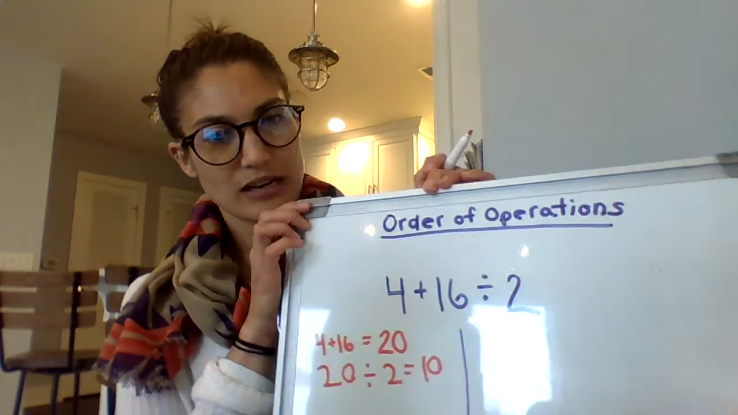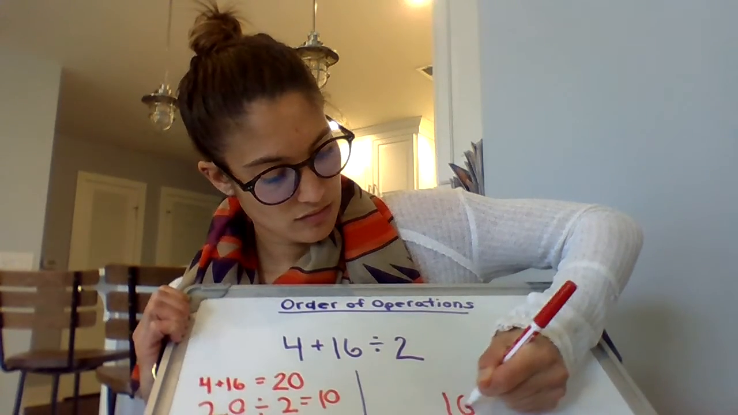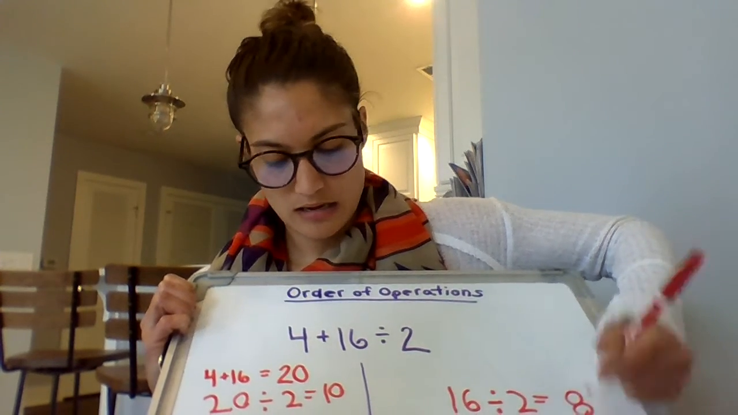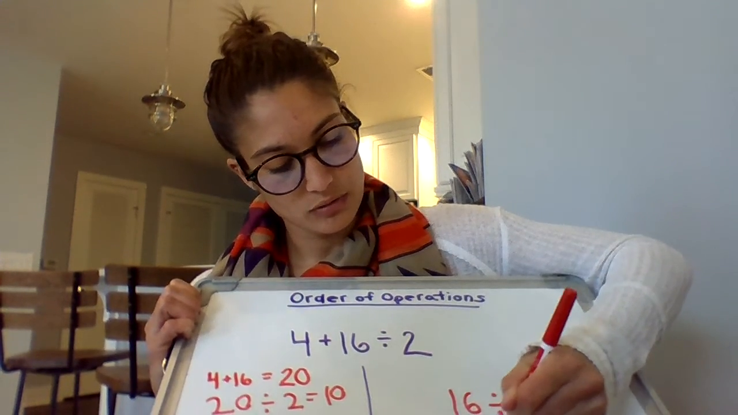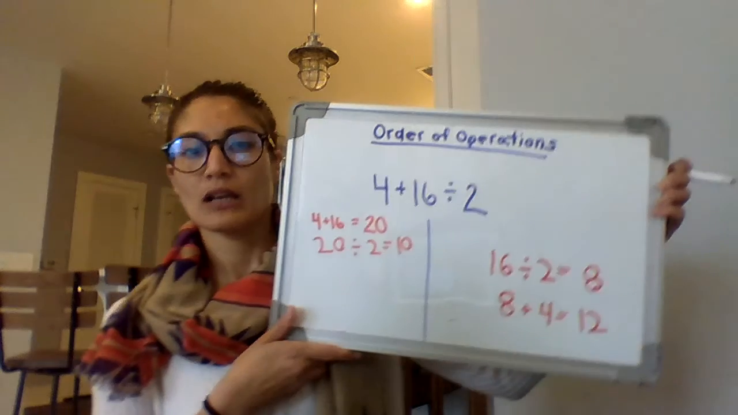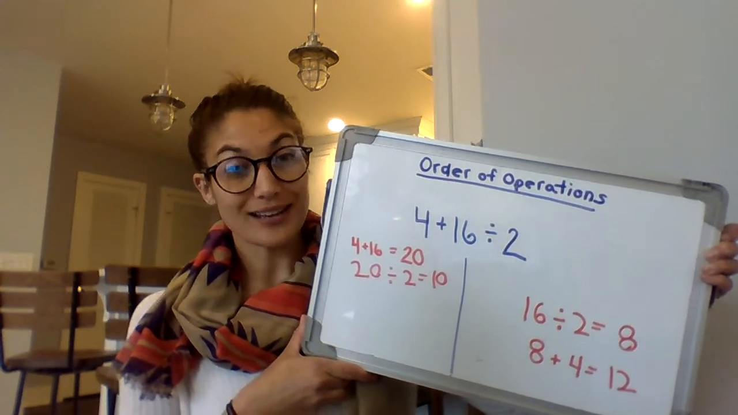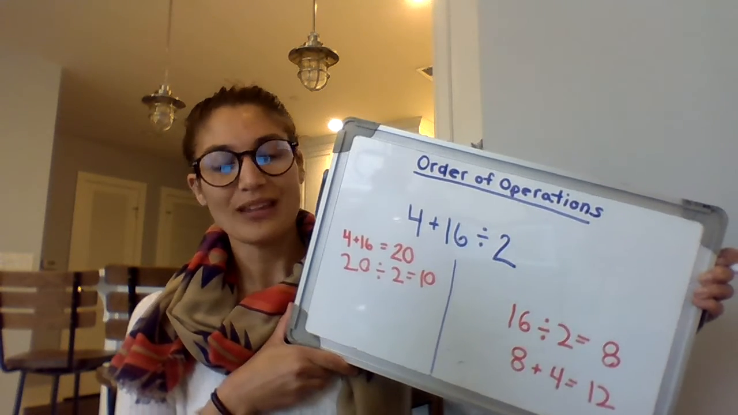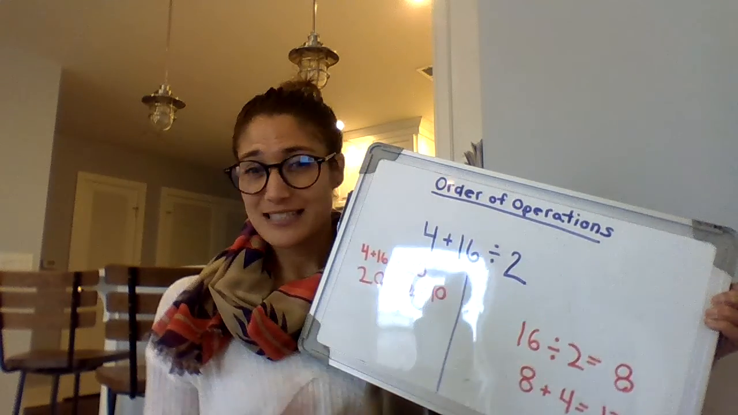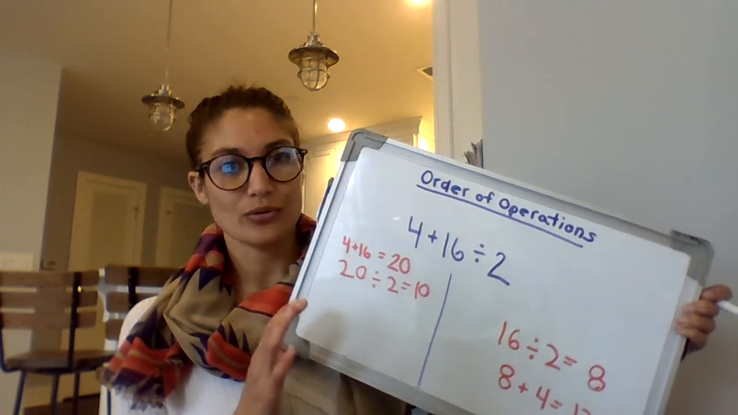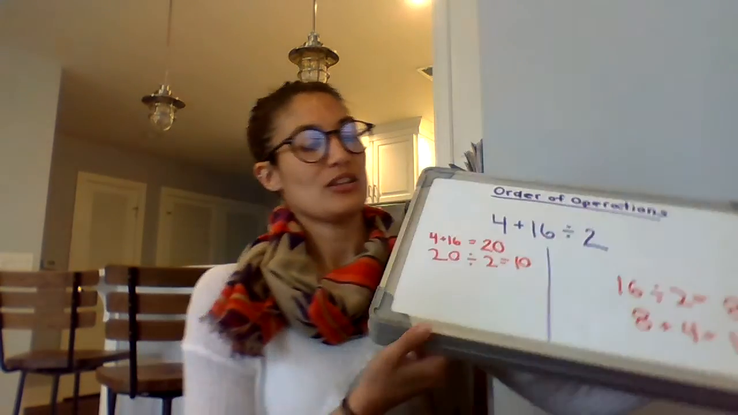What if I did 16 divided by 2 first? 16 divided by 2 is 8. And then I still have that plus 4. So I would do 8 plus 4, and I get 12. How interesting. So does the order that we solve our problems in matter? Yes, it does. So we're going to be exploring something today so that this doesn't happen and you don't get two answers, something called order of operations, which will always tell you the order to solve your problems in. So let me tell you about that.